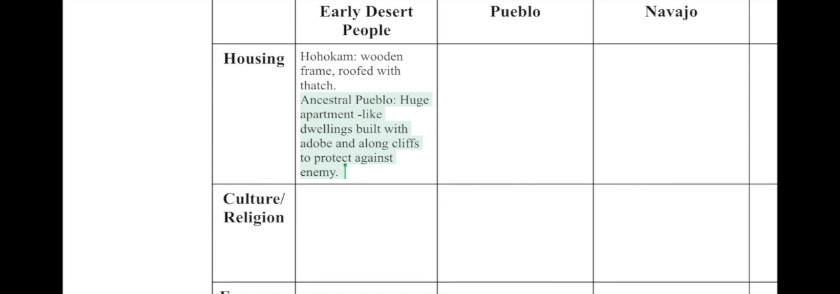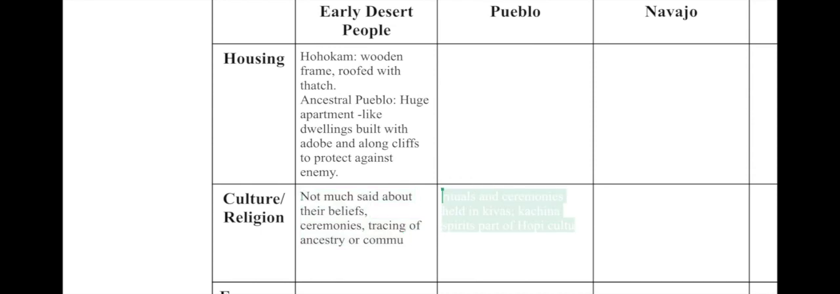Now the culture and religion of this group is not really mentioned, so there's not much there. I filled that in, but I want you to know that when you get to the Pueblo people, you're going to find out that they have rituals and ceremonies held in kivas, Kachina spirits, part of the Hohokam culture. So I'm going to go ahead and fill this in for you to give you an example of what it looks like for culture and religion. In the Pueblo early desert people, it doesn't talk much about their beliefs, ceremonies, tracing of ancestry, or community. So I'm giving you that example in the Pueblo so that you have one already made.